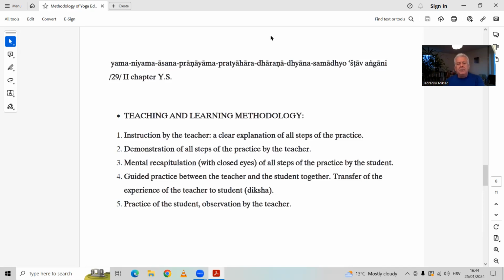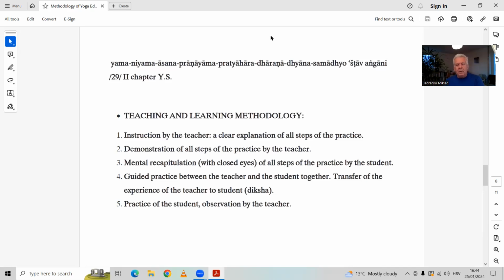And this is actually traditionally called diksha. Diksha means, dik means the direction, and diksha means giving the direction. So the teacher gives direction to the student by directing himself inward and leading the student in through the verbal communication during the practice. He gives direction to the student for his experience.